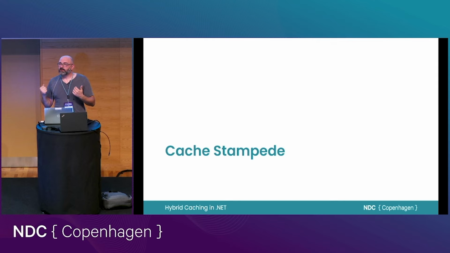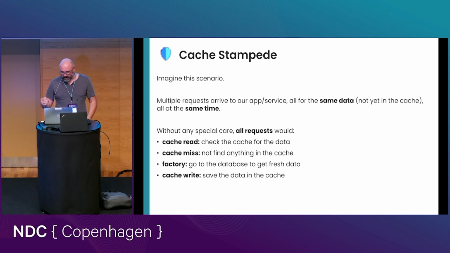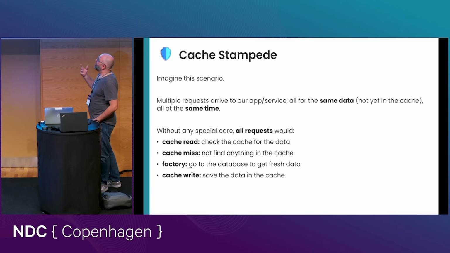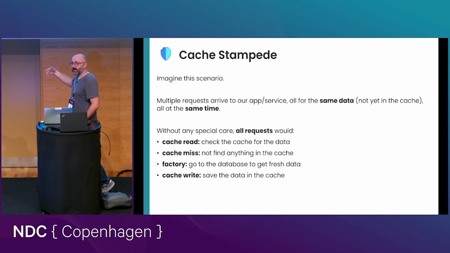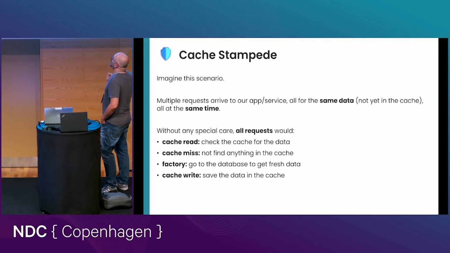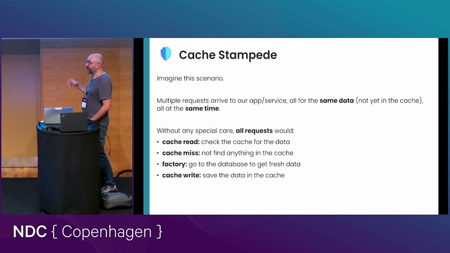So let's look at concrete issues that you can find in production. Cache stampede. This is probably the most famous one. Imagine this scenario. You have a lot of requests that arrive to your service or API or website or whatever for the same data, which is not in the cache because it expired, or even if it's not expired, even if it's the first time you see this data. So multiple requests for the same data at the same time.